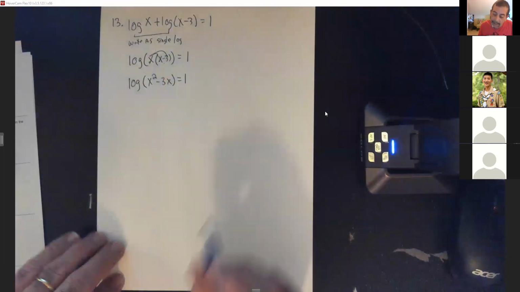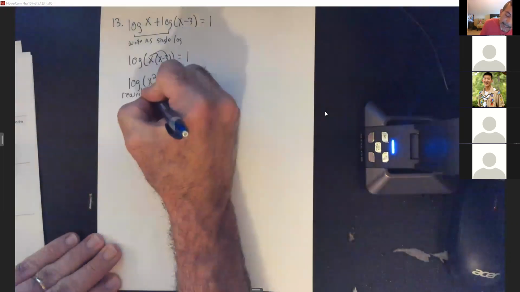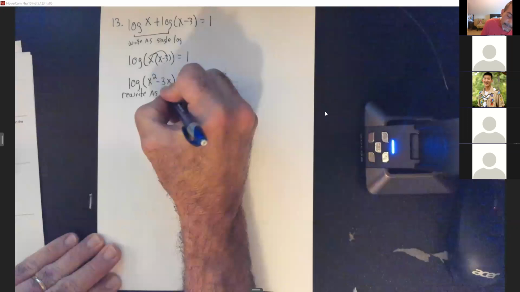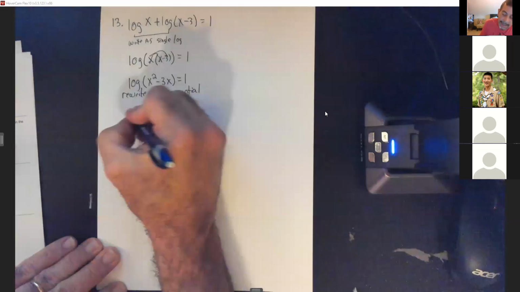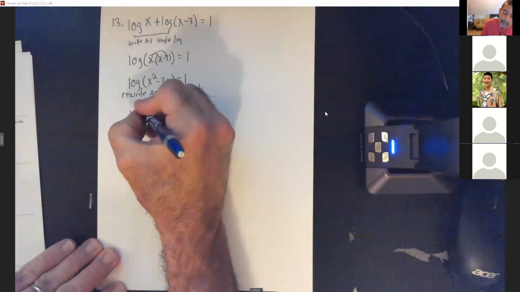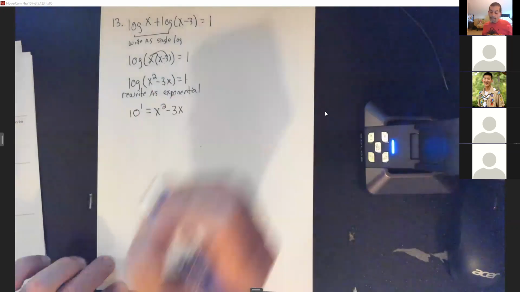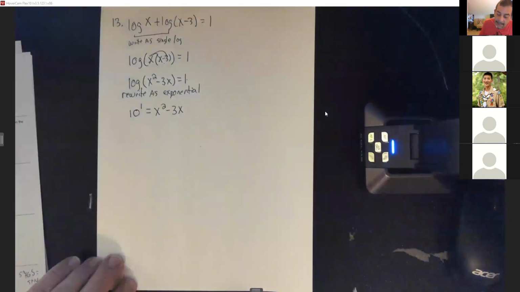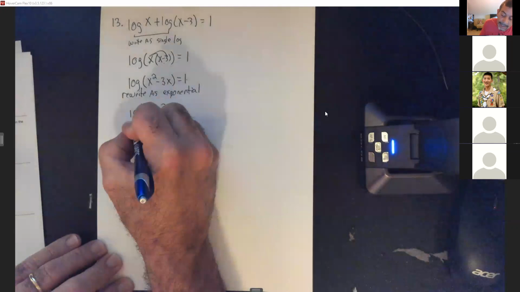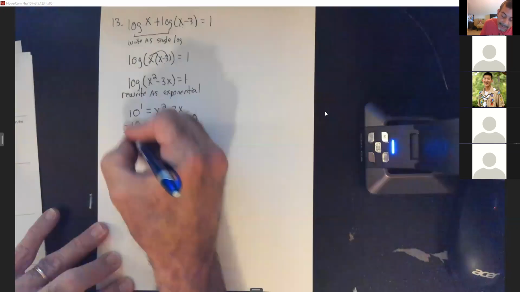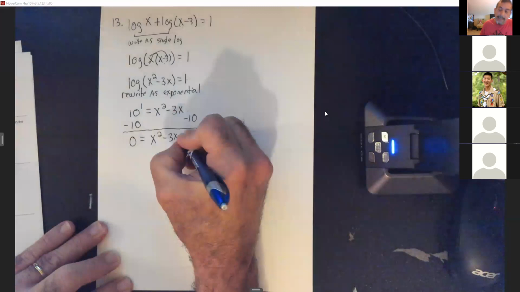So I've got my single log. Now I'm going to rewrite as exponential. So my base is not shown, so it's a 10. My exponent is the 1. And that's going to equal the result of an x squared minus 3x. So to solve this, I need everything on one side equal to 0. So 10 to the first is basically 10. So I'm going to subtract the 10 from both sides. So I get my 0 equals x squared minus 3x minus 10.